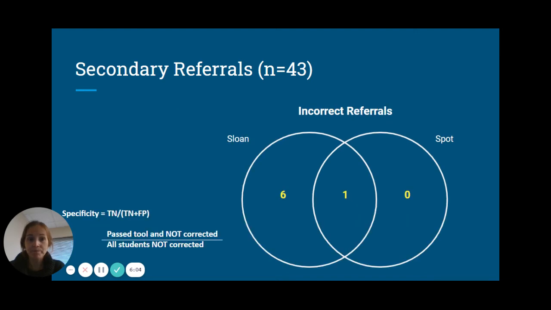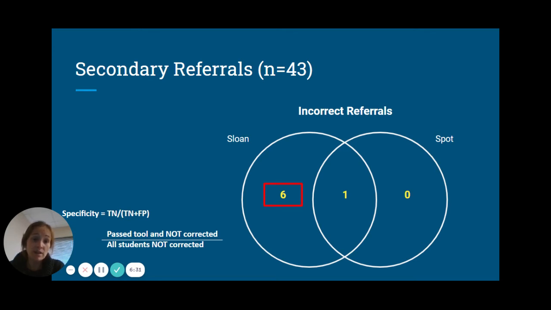So this time we're looking at incorrect referrals, or false positive screenings. These are students who were referred to the eye doctor for failing either the Sloan or the spot, and the eye doctor did not recommend a correction. So there were a total of 7 students in our sample at the secondary level who were not prescribed a correction. There were 6 instances when a student passed the spot, failed the Sloan, and did not receive a correction.